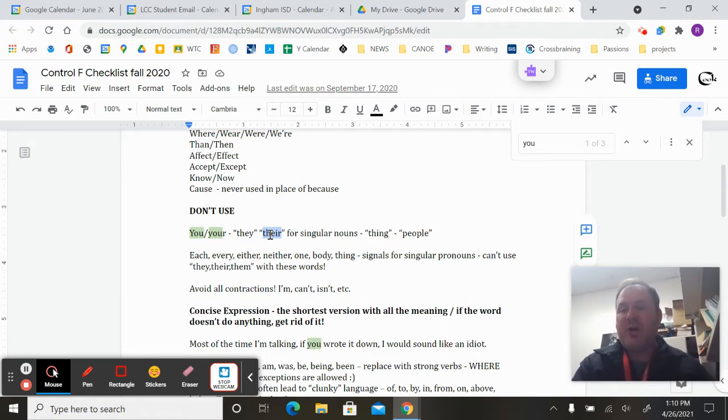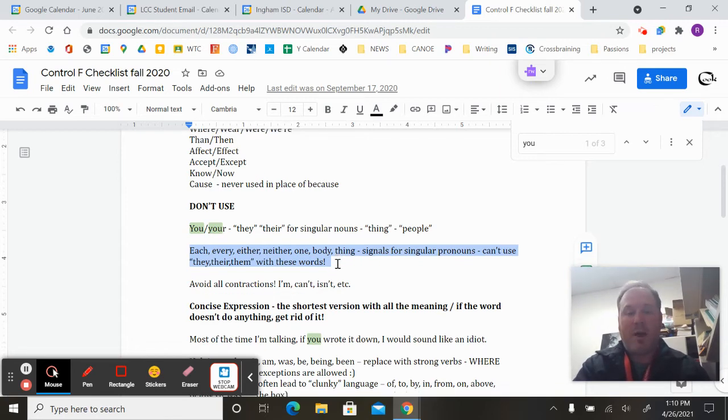If I said the student lost their calculator, that'd be incorrect because student is singular. So I would want to say the student lost his or her calculator, or I could say the students need their calculators. Now, students is plural, right? Don't use the word thing. Don't use the word people. Those are vague words that don't have any meaning. Check all of these singular pronouns. Don't use they or their or them for those words, but rather make sure that those are singular pronouns.